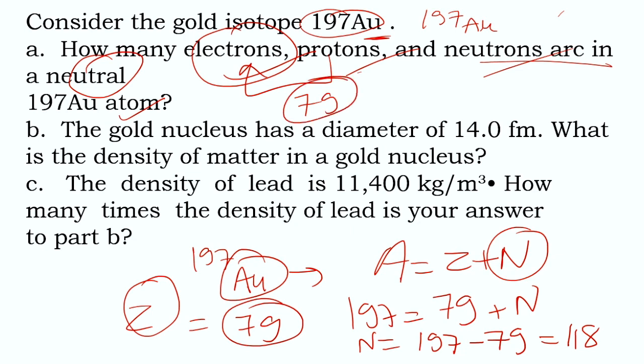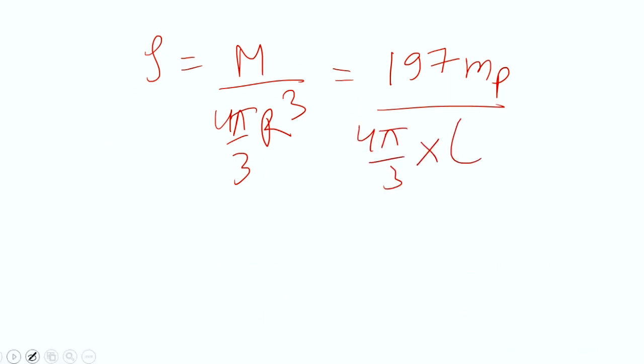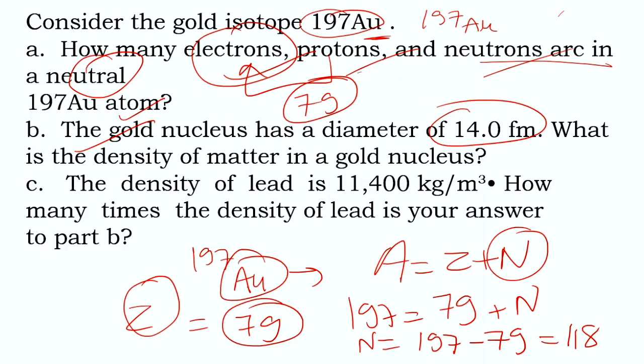Okay. Part B: the gold nucleus has a diameter of 14 femtometer. What is the density of matter in the gold nucleus? How to solve this? Density is nothing but mass of the atom divided by the volume. Mass is nothing but 197 times the mass of a proton, because the mass of a proton is nearly equal to the mass of a neutron. This is the total mass divided by 4 pi by 3 into the radius cubed. The diameter is given, so the radius will of course be half of it, 7 femtometer.